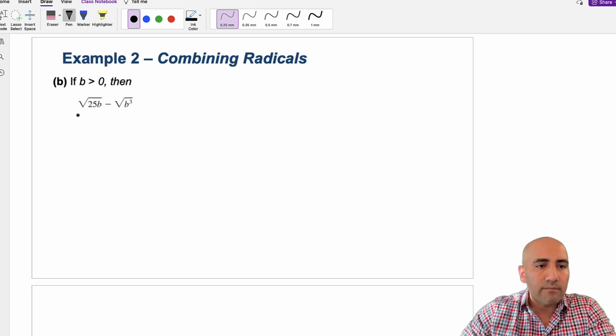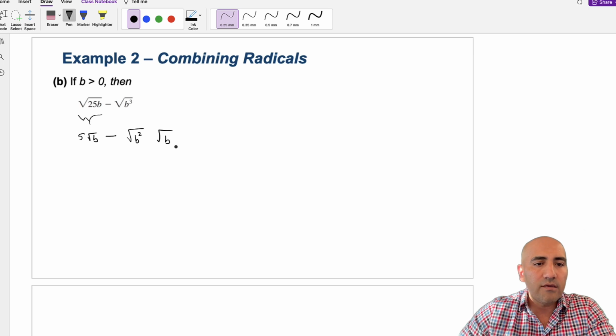So this guy is just going to become 5 root b minus, and now this guy, again, we can regroup it as the square root of b squared times the square root of b to the power of 1. And here we are taking a number, we're squaring it, and then we're taking the square root. So this is a case where this index and this undo each other. And because we know b is definitely positive, then we know that this is just going to be equal to b.